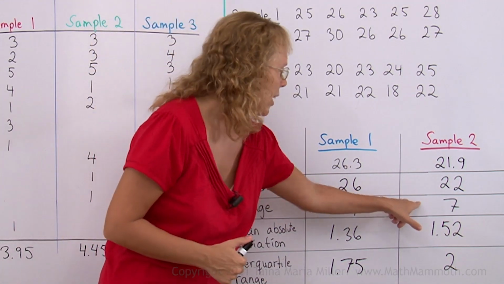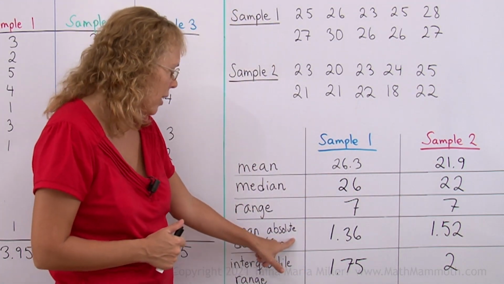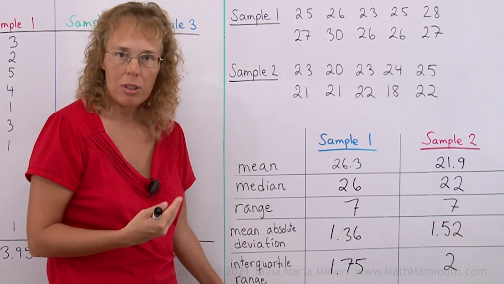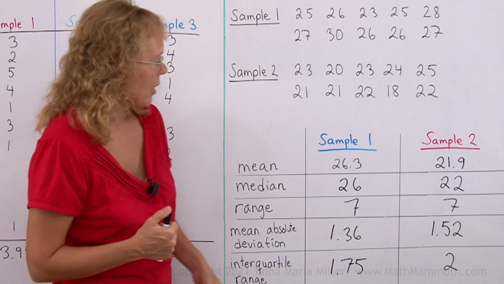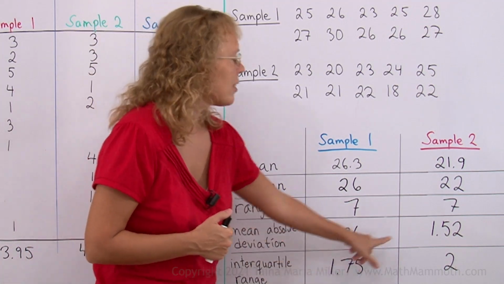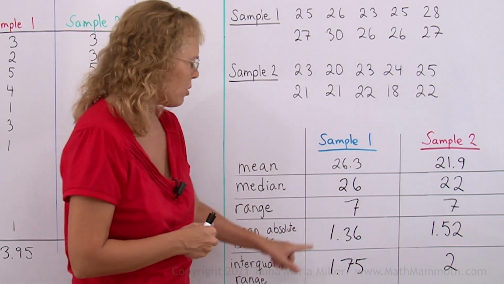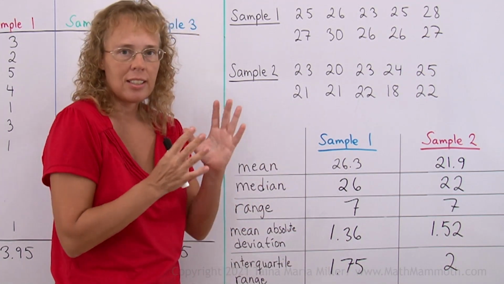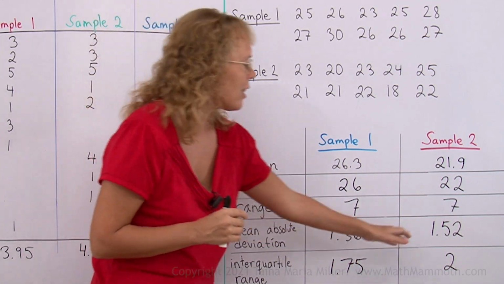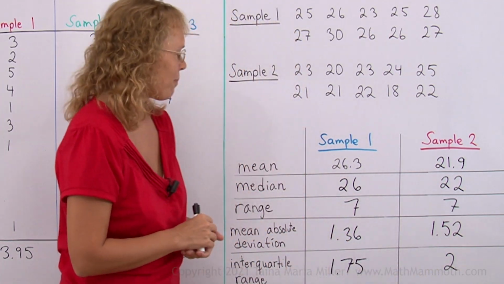The range was the same, but mean absolute deviation and interquartile range, which both are measures of variability, show that the variability is less here than in sample 2. So the plants here are more consistent. The heights are closer together. Here they vary somewhat more.